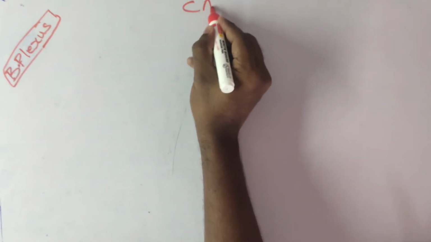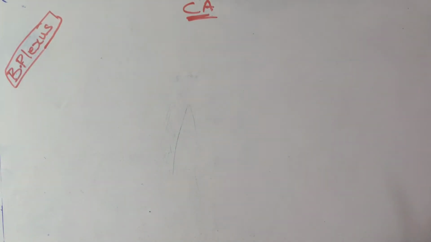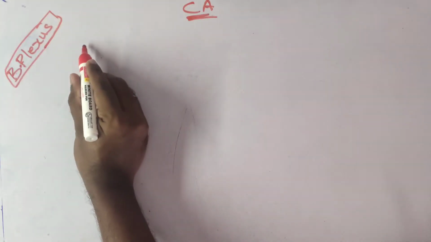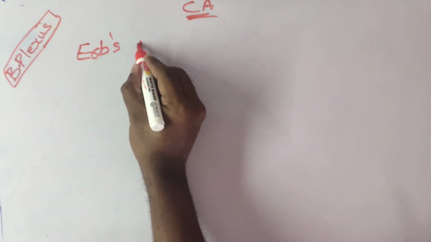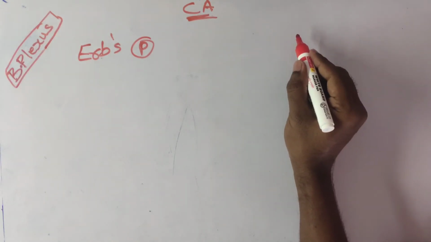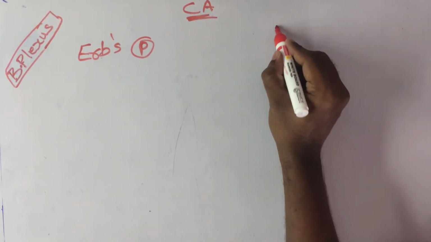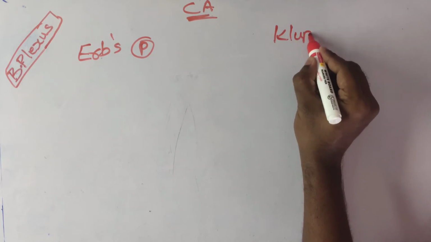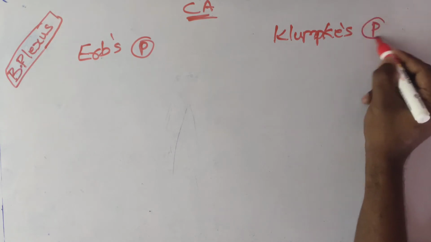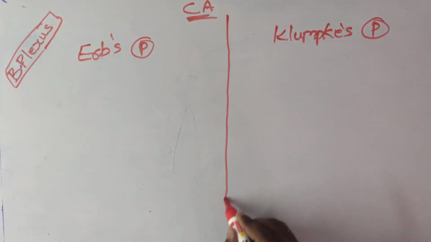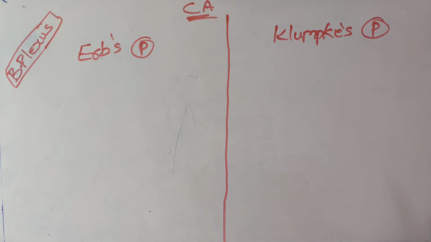And now coming to the clinical anatomy of the brachial plexus. In the clinical anatomy, we will discuss two important conditions here. First one is Erb's paralysis, and second one is Klumpke's paralysis. We will discuss them by comparing each.